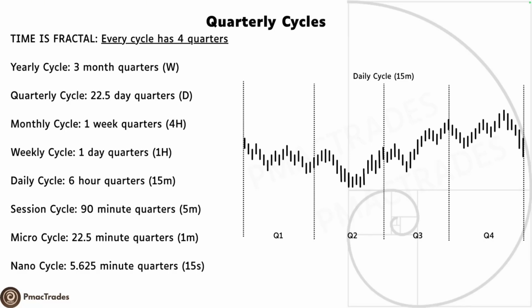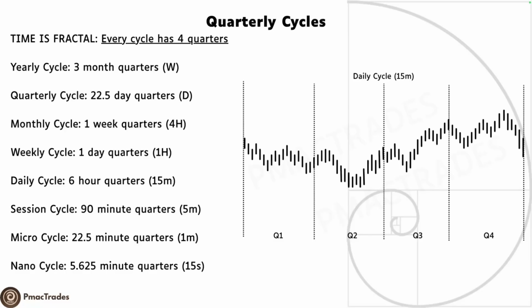Next is the daily cycle, which is 1 day split into 4 equal quarters of 6 hours each. These 6 hours also align with the 4 sessions of the day. So quarter 1 is Asia session from 6 p.m. to midnight. Quarter 2 would be London session from midnight to 6 a.m. Quarter 3 is New York AM session from 6 a.m. to noon. And quarter 4 is New York PM session from noon to 6 p.m.